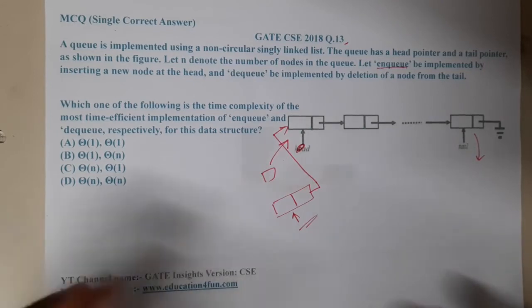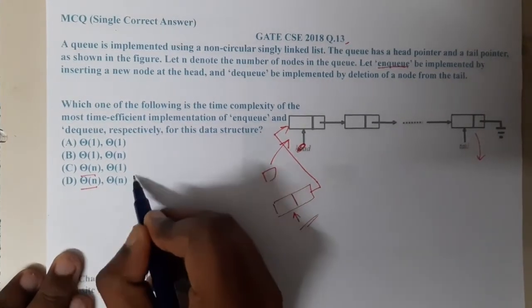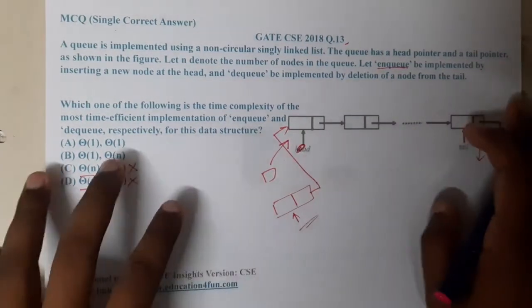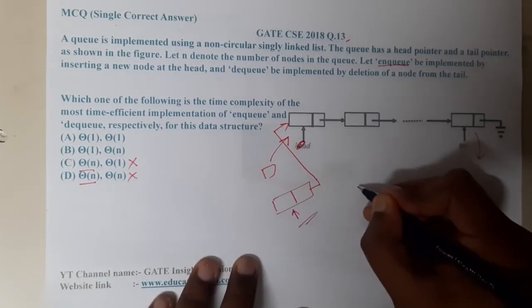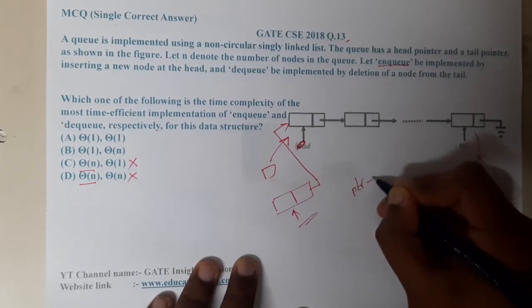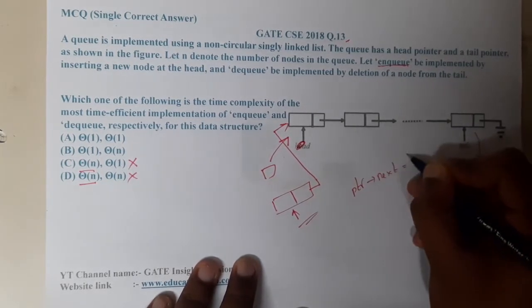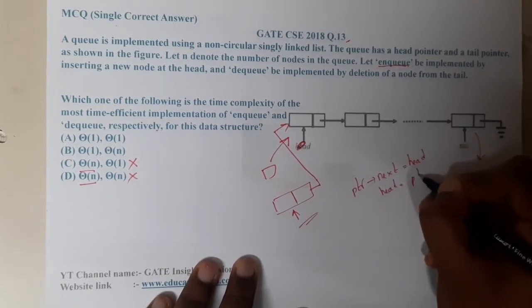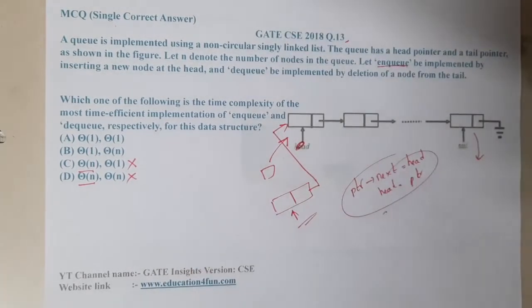So why would we have a complexity of big O of n? Hence options C and D are absolutely wrong. If you want me to write the code for this, firstly we take ptr as our new location. Then ptr's next you assign the head, and to the head you assign ptr. That's it. That's the simple logic, right?